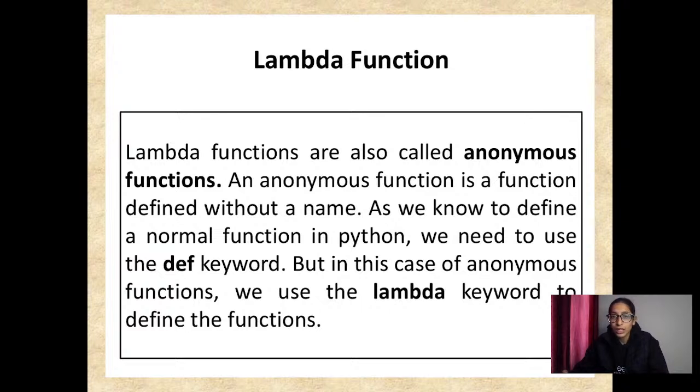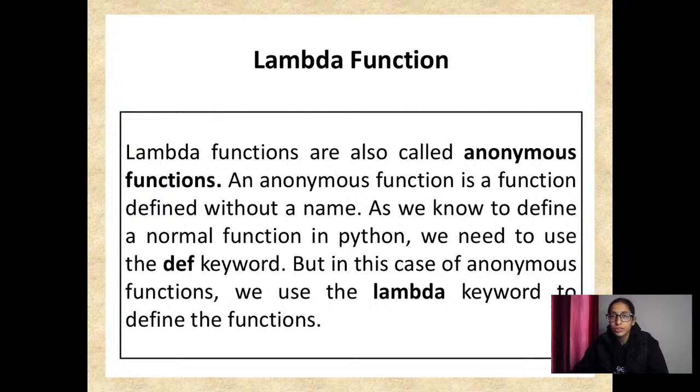Also, an anonymous function is a function without a name. We don't give a particular name to it. Correct? When we define a normal function in Python, we use the def keyword. Yesterday we covered functions and the def keyword. But in a lambda anonymous function, we use the lambda keyword.